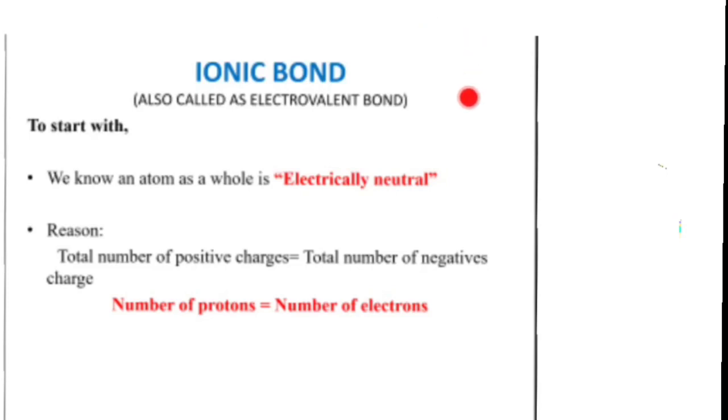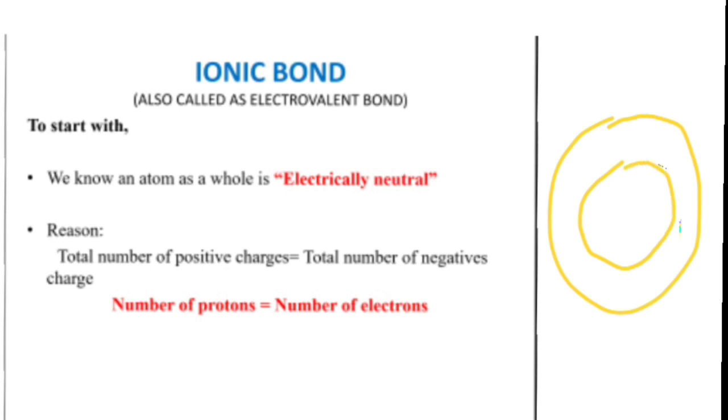Hi, today I am going to talk about ionic bond, also called electrovalent bond. We all know an atom is primarily made up of three main subatomic particles: protons, the positively charged particle; neutron, the neutral particle; and the electron, the negatively charged particle.